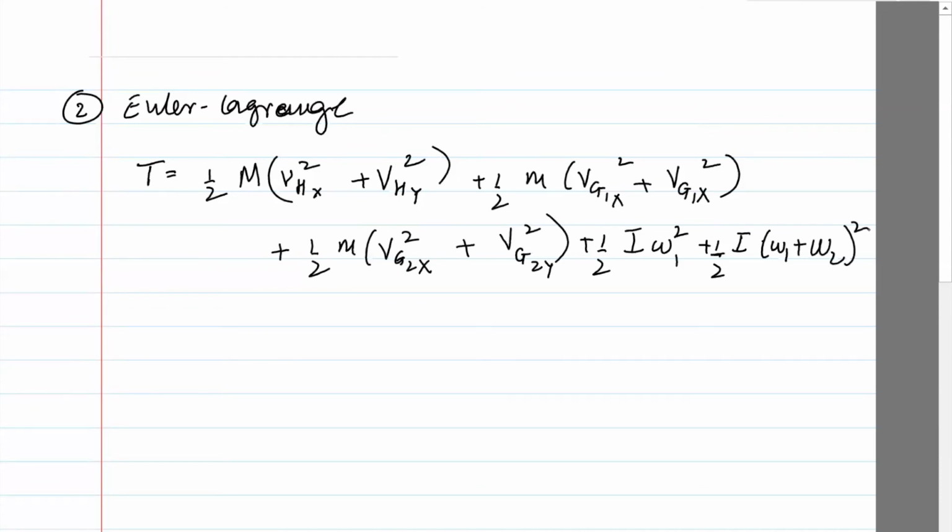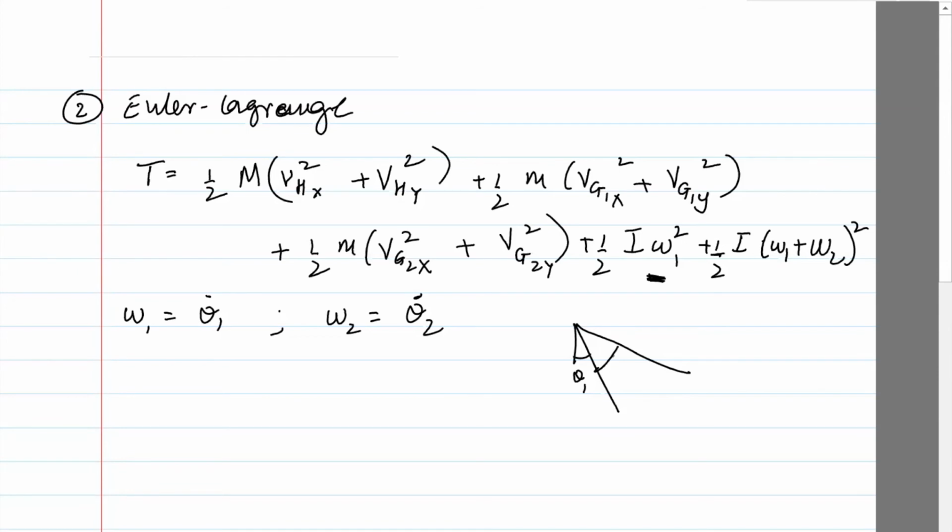There are two VG1. Yes, good catch. It should be VG1Y. Okay, so what's omega 1? That's theta 1 dot. What's omega 2? It's theta 2 dot. And the reason I have omega 1 here is because the angular speed of the first link is simply theta 1 dot.